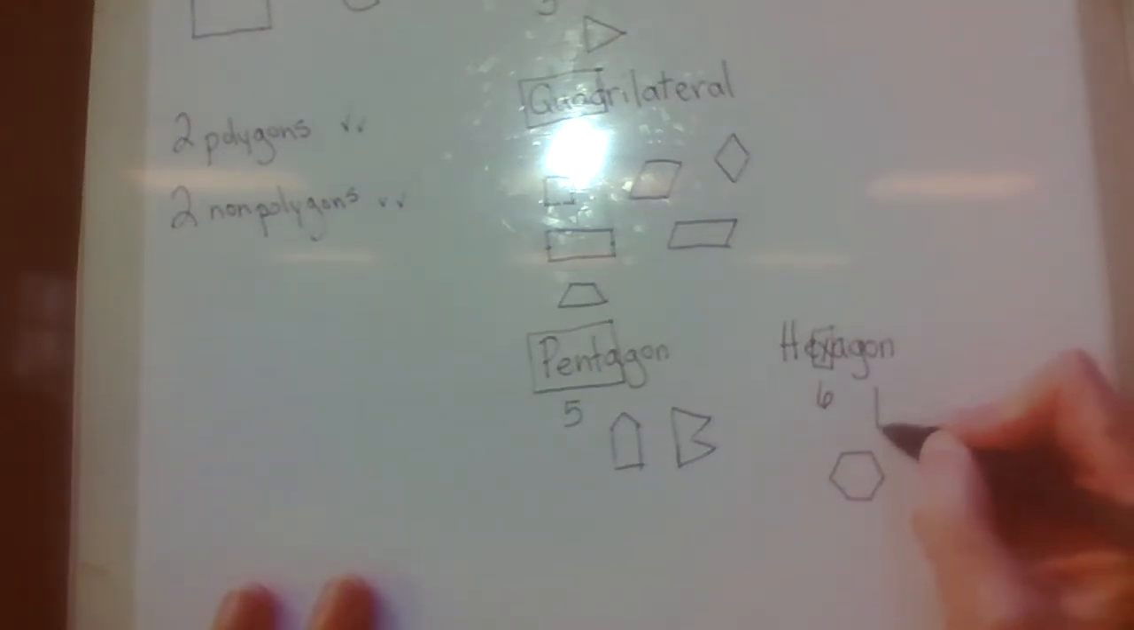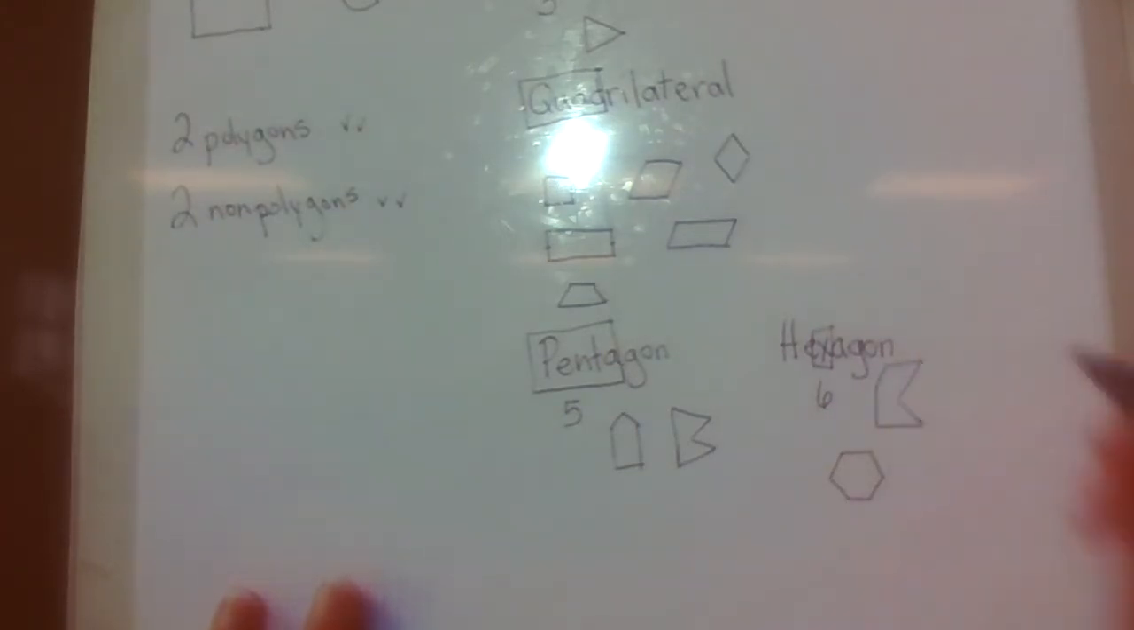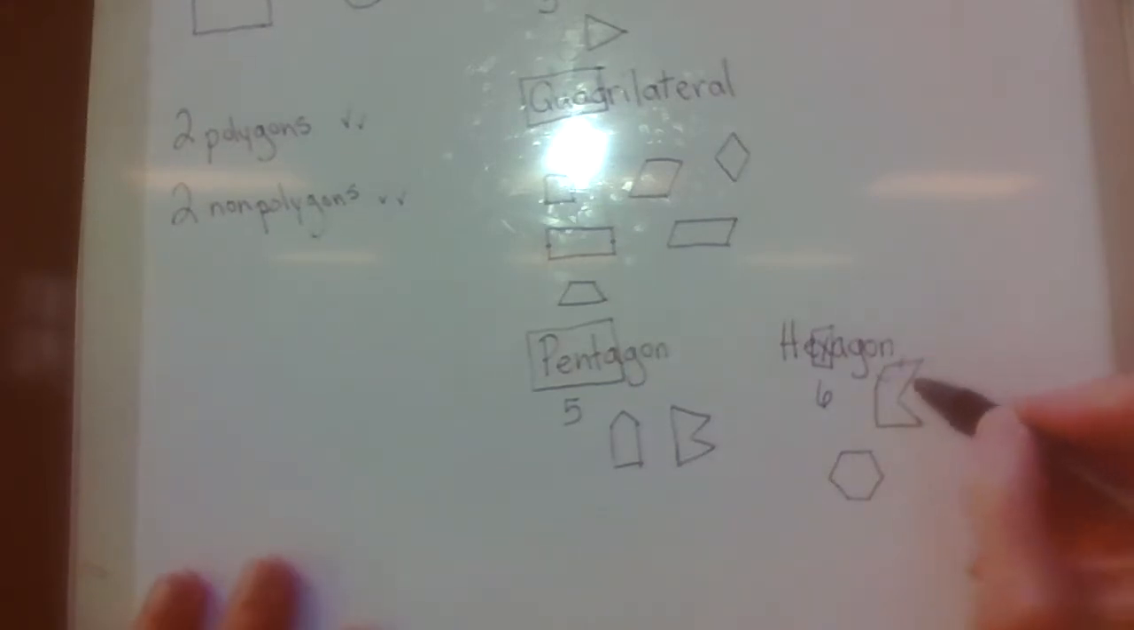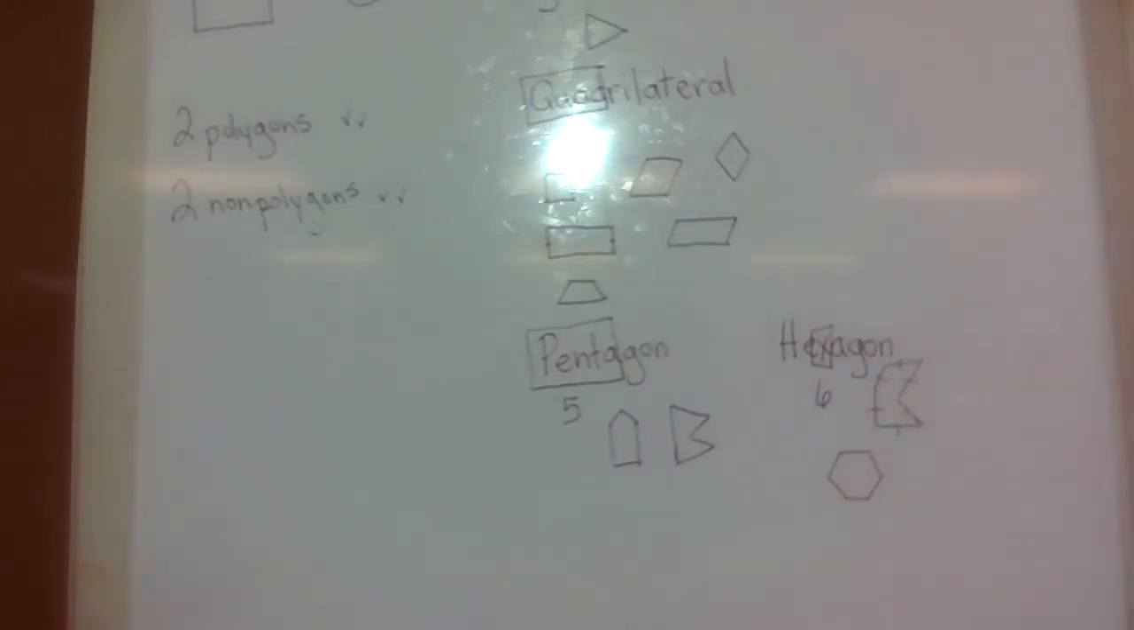1, 2, 3, 4, 5, 6. Okay, 1, 2, 3, 4, 5, 6. That is a hexagon. Remember, they're the ways that we usually draw them. They're called regular polygons, but then there are also ways that you can draw them to make them look different.